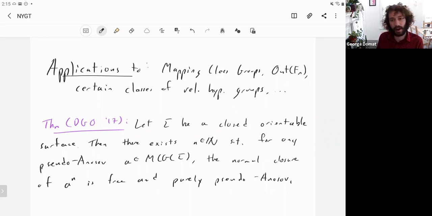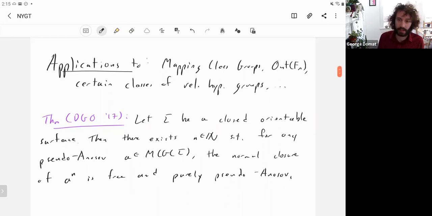This is also true in Out(F_n), where you replace pseudo-Anosov with fully irreducible (iwip). And you can also prove other types of theorems. CMM did more things, like partial pseudo-Anosovs on surfaces, and saw that you got RAAGs. But I'm not really going to talk about these applications. I just want to point out that they exist and there are a lot of them. And a lot of them answered some old open questions due to Ivanov and various other people in the mapping class group setting.